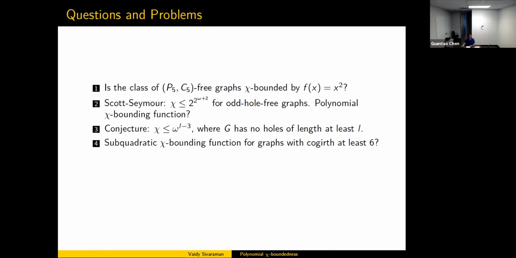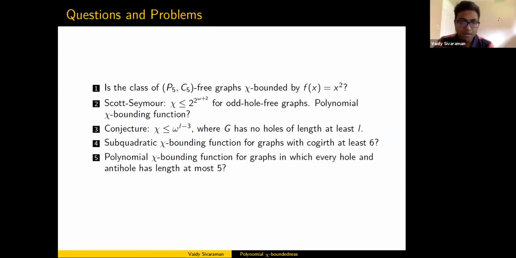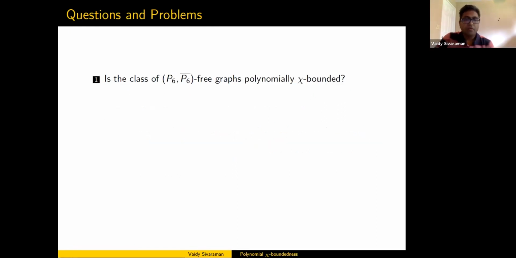And what about graphs whose complement don't have small cycles? They are known to be quadratically chi-bounded. Can you improve the quadratic chi-bounding function? And how about graphs in which you don't have big holes and anti-holes? So by big, I mean at most, nothing of size 6. And the sixth problem is a very tractable problem, I think. If you exclude P6 and its complement, is it polynomially chi-bounded?